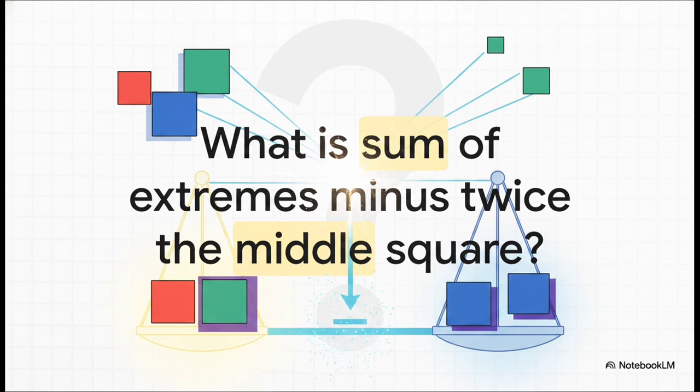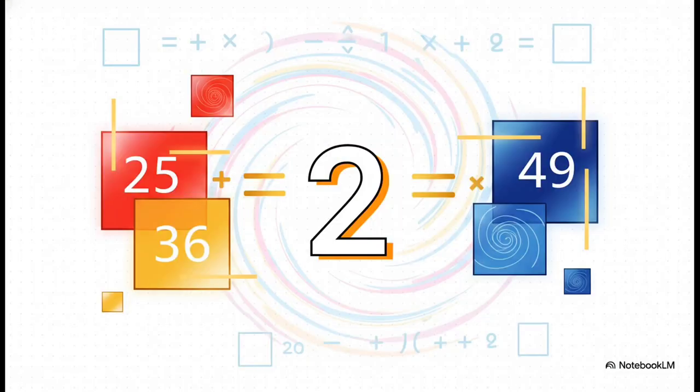Take a second, do the mental math. Did you get 2? Well, 1 plus 9 is 10, minus 2 times 4, which is 8, leaves you with 2. Now, what if we tried it with much bigger squares? Let's say 25, 36, and 49. 25 plus 49 is 74. Subtract twice 36, which is 72, and you get 74 minus 72, which is exactly 2. I mean, literally, it doesn't matter how high you go. The answer is absolutely always a constant 2.